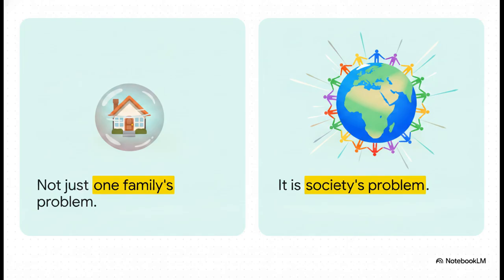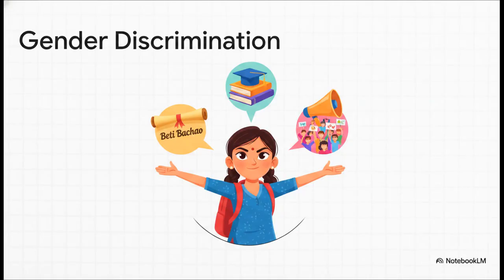Even today, in so many places, girls aren't given the same importance. They face unequal access to education, early forced marriages, and constant safety concerns. Now, it's easy to just wave this off as one family's problem, but it's not. It is a problem for the entire society, because you absolutely cannot move forward if you're leaving half your population behind. So the solution has to be on a massive scale too.